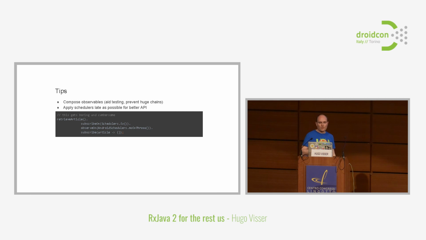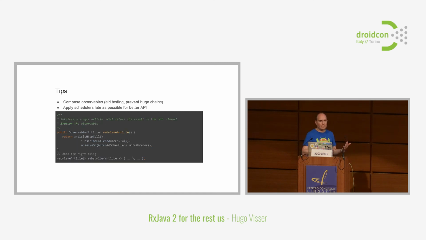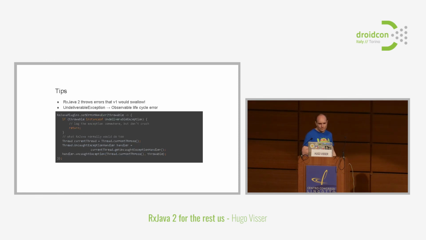Also, try to apply these schedulers as late as possible, because if you're doing this all over the place in your app, it's probably more convenient to just apply these schedulers where they make sense, right? So if you're always doing background thread, then switch to main thread, this code is just much more clean.